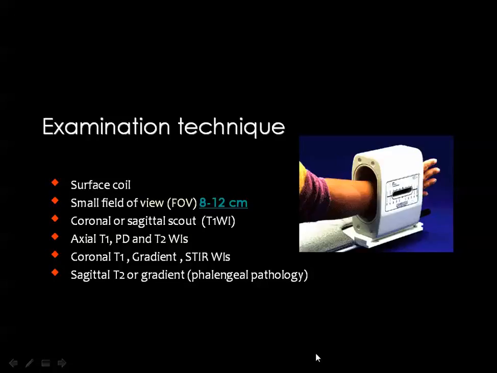And we have to examine the wrist in the T1 and T2 weighted images, and also in different planes. And usually we have coronal T1 and gradient and STIR images, and we have axial T1 and T2 weighted images, and we usually have a sagittal T2 or gradient image, which is usually helpful in evaluation, especially of the phalangeal pathology.